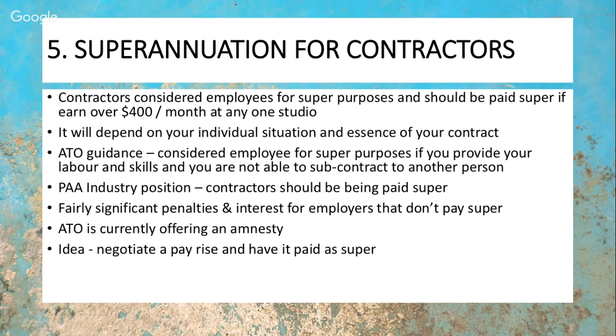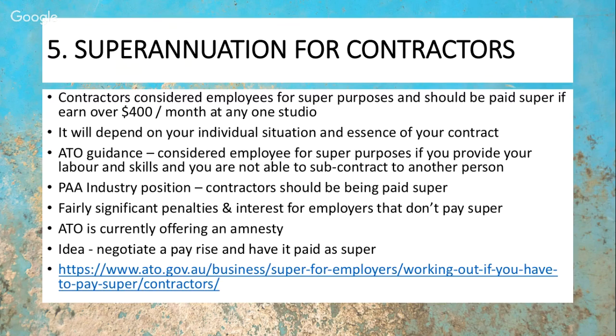Contractors are able to make a claim for their super through the ATO and Fair Work. If it does happen that way, the employer can be subject to quite hefty penalties and interest. So it is in their best interest to get it right, and the ATO doesn't see ignorance as an excuse. A potential idea is to negotiate a pay rise and ask for it to be paid as super. I know this can be quite a tricky question to raise with employers.